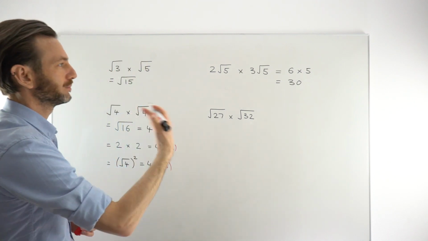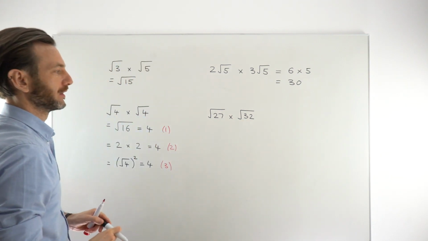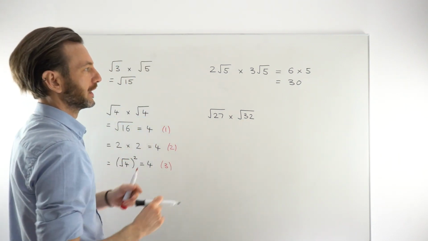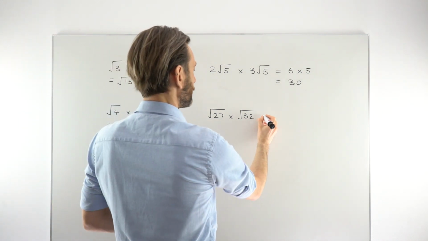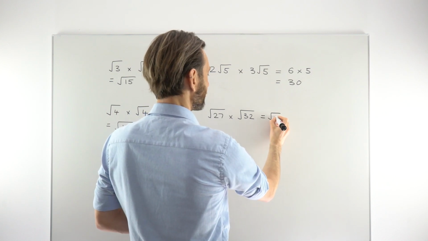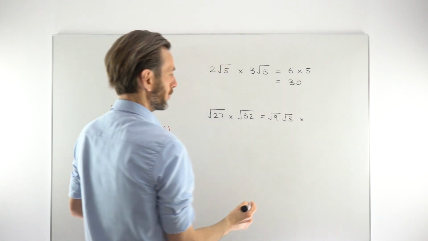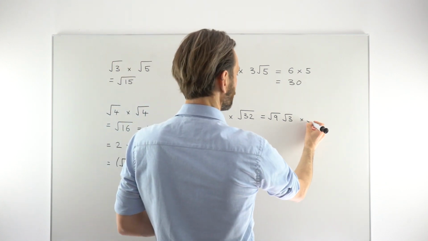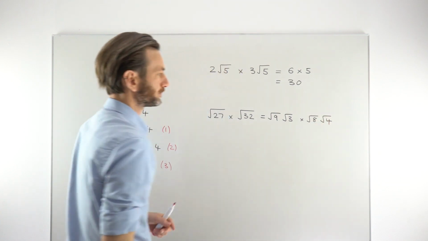So let's see if we can simplify that calculation just by breaking these down, simplifying the form, and then multiplying them together. We can do this by simplifying the surds individually. So root 27 we can rewrite as root 9 times root 3, and we're going to multiply that by root 32, which we can break down as root 8 and root 4.